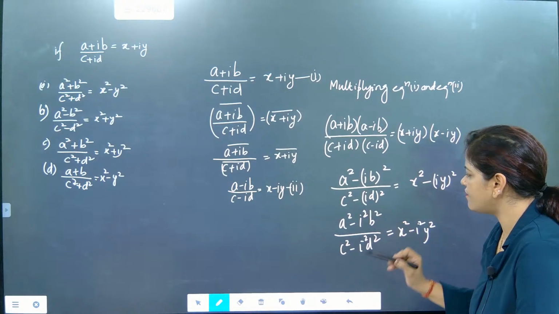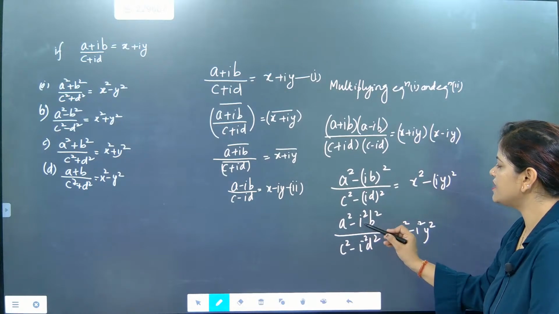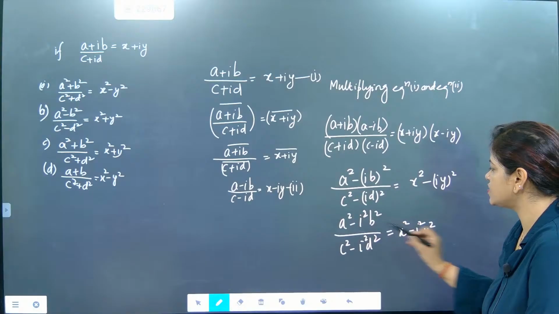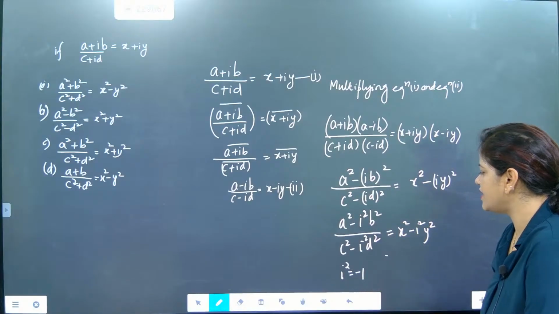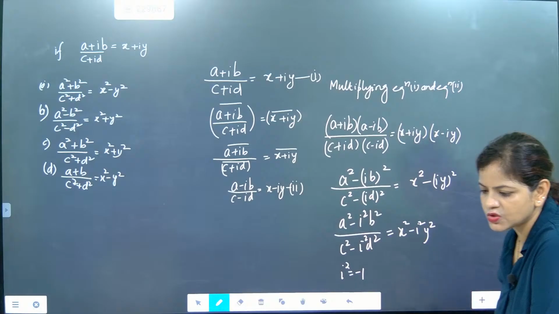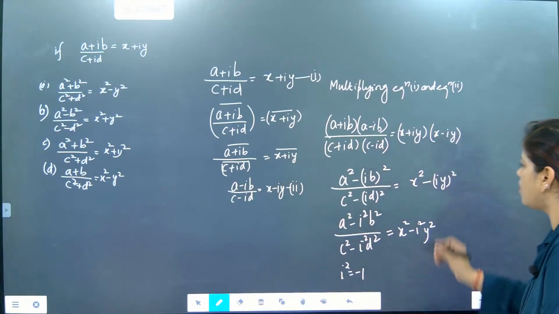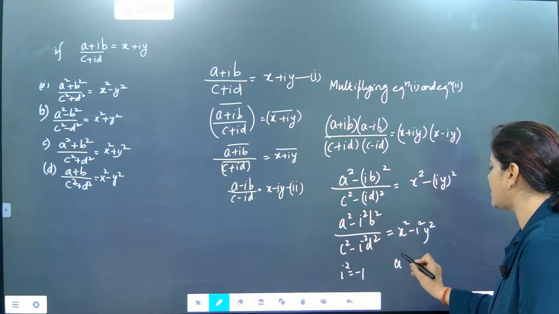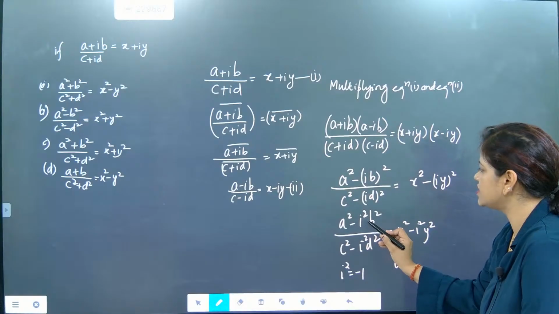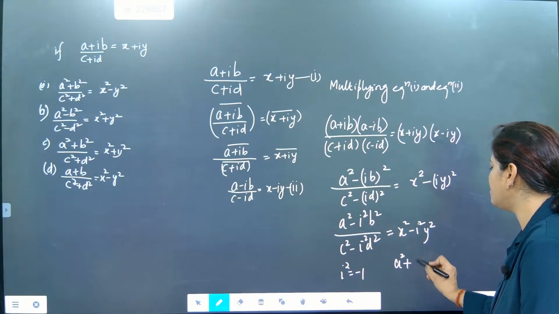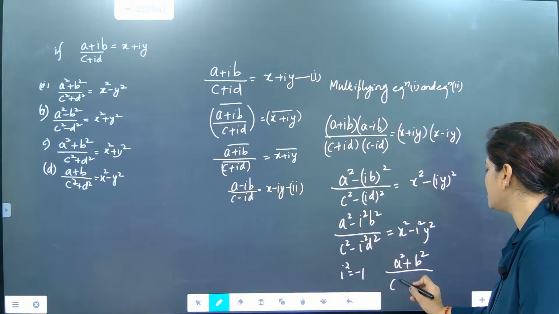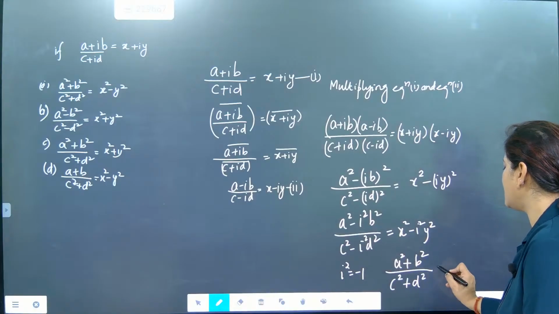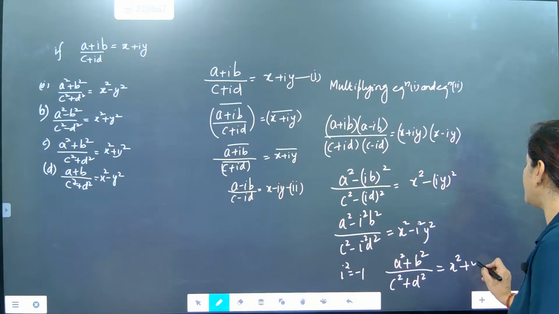Because if you check very carefully, a square plus minus i b square, i square value is what? Since we know i square is equal to minus 1. So once you write i square equal to minus 1, what are you going to get? a square, i square value is minus 1. Minus into minus will become plus, a square plus b square by c square plus d square is equal to x square plus y square.